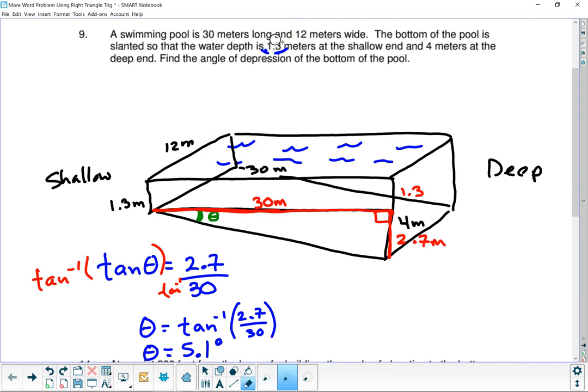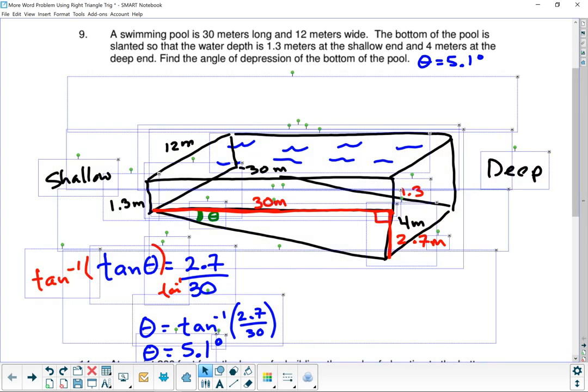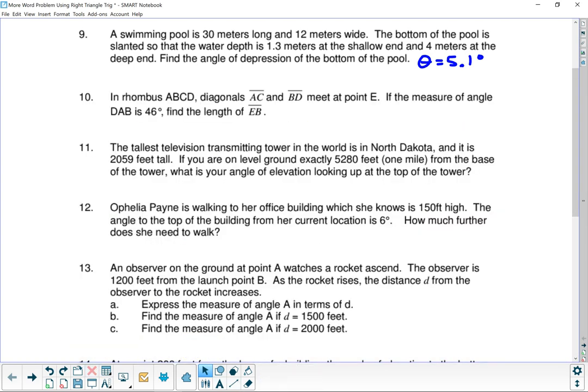All right. Actually, I'm going to try to go a little faster. Sorry about that, guys. So we got theta, the angle of depression, is 5.1 degrees. Okay, if you need it, pause it before I delete all of it.